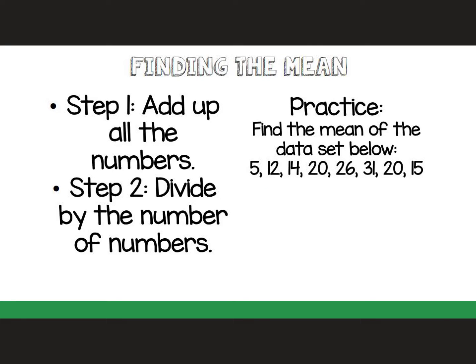Finding the mean. Step 1, we're going to add all the numbers together. So we do that and we get 143. And then step 2 is divide the sum by the number of numbers. So I count how many numbers I actually have.